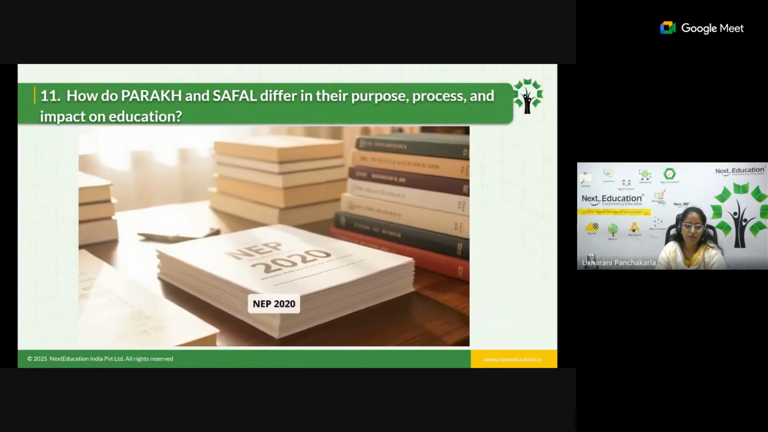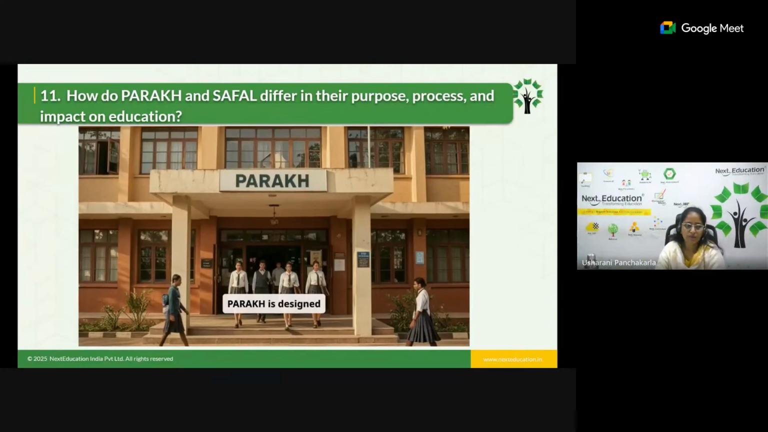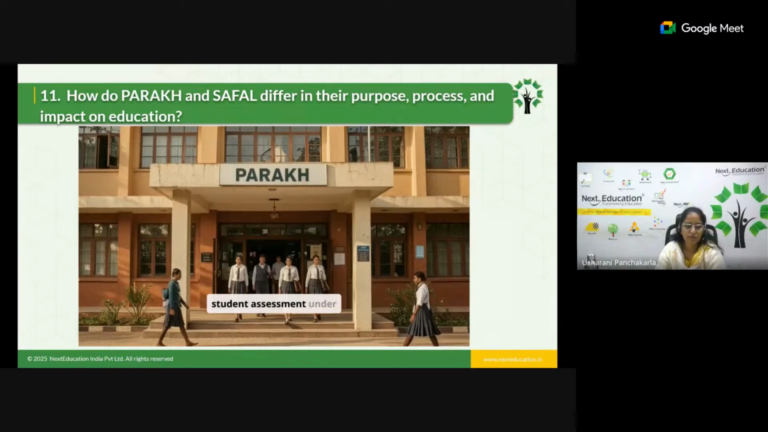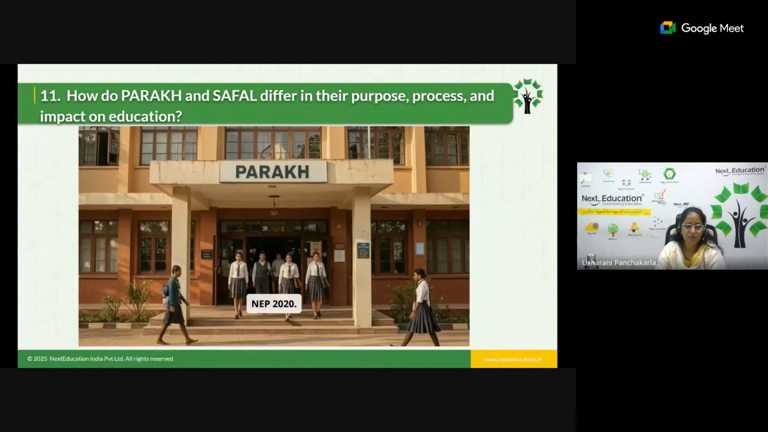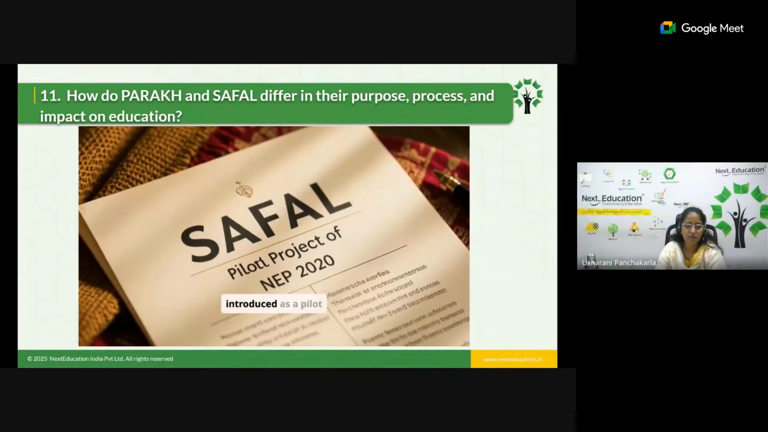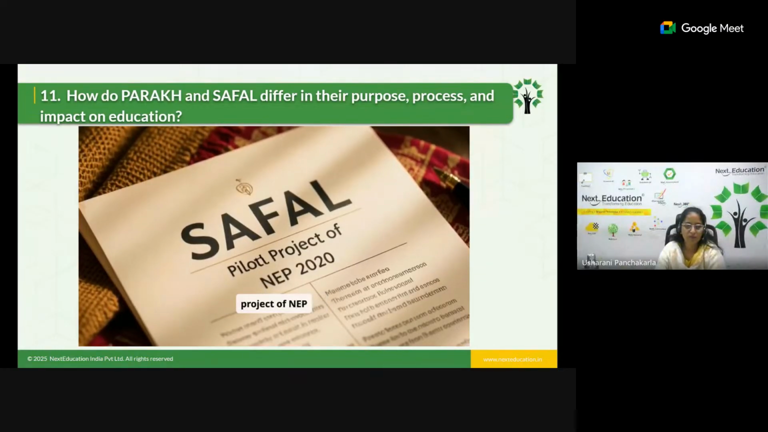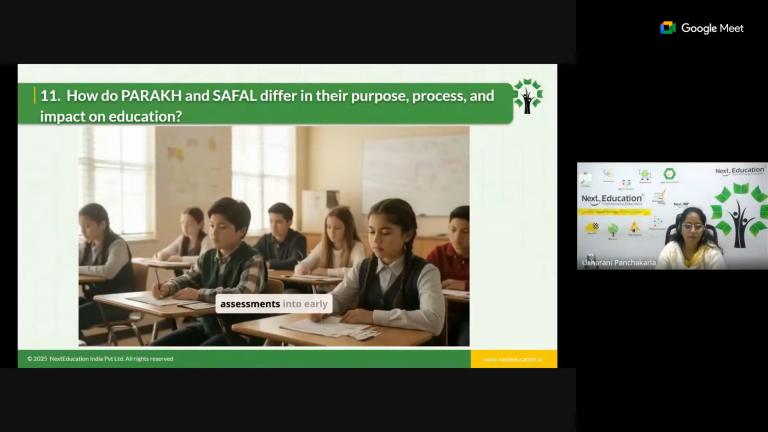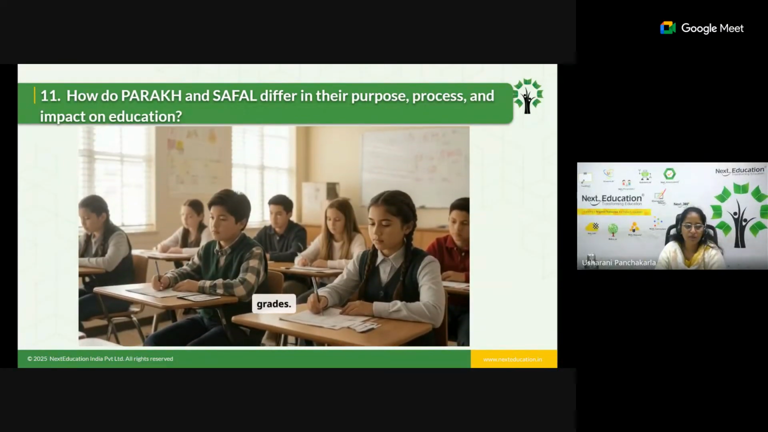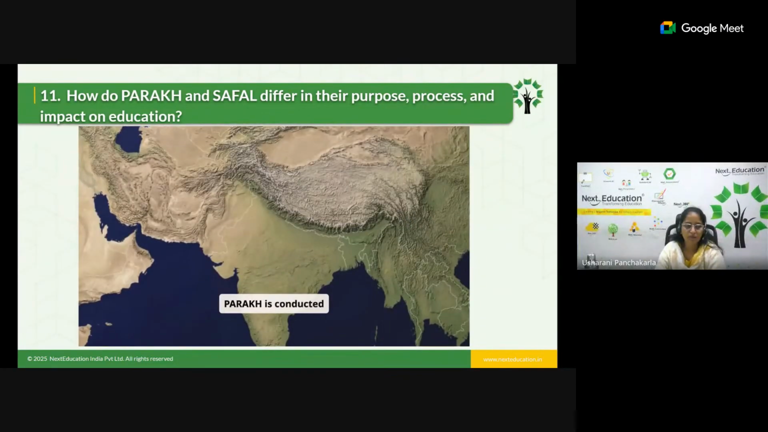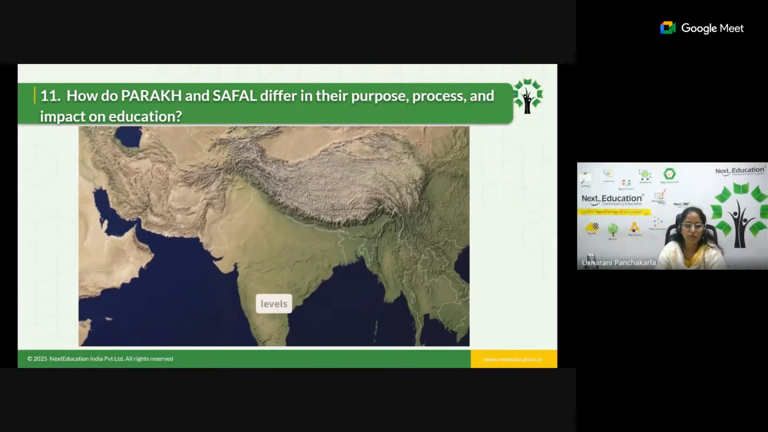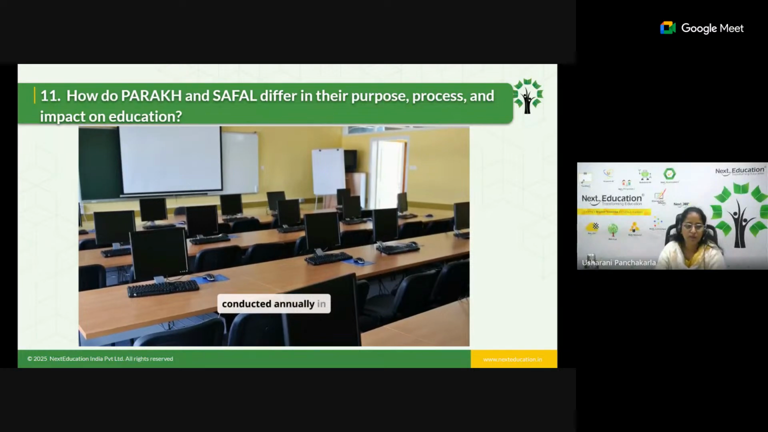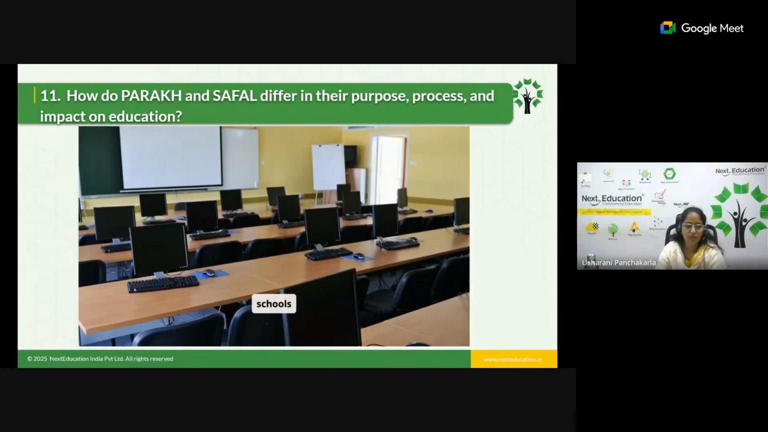Alignment with NEP 2020: PARAKH is designed as the national standard-setting body for student assessment under NEP 2020. SAFAL is introduced as a pilot project of NEP 2020 to bring competency-based assessments into early grades. Frequency: PARAKH is conducted periodically at national and state levels. SAFAL is conducted annually in CBSE schools.